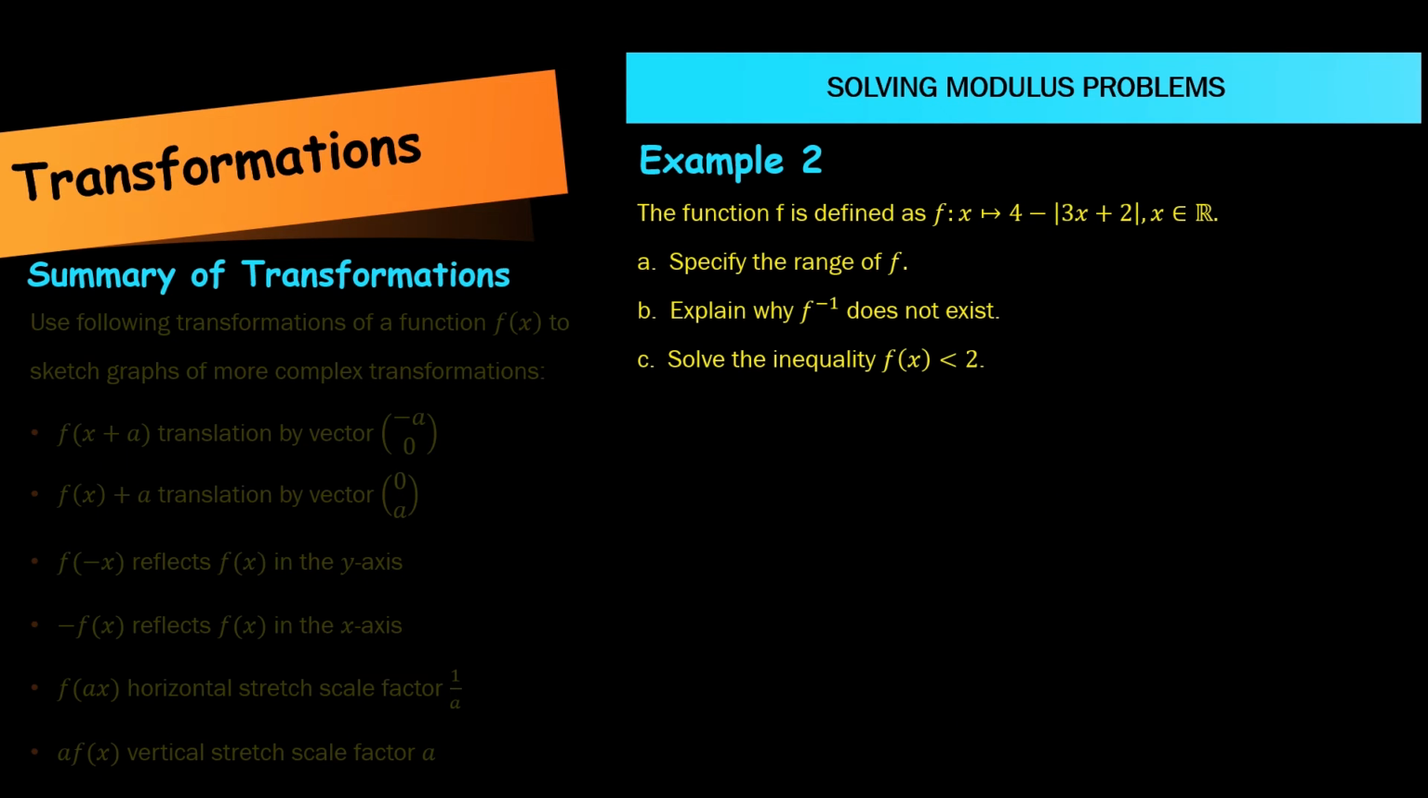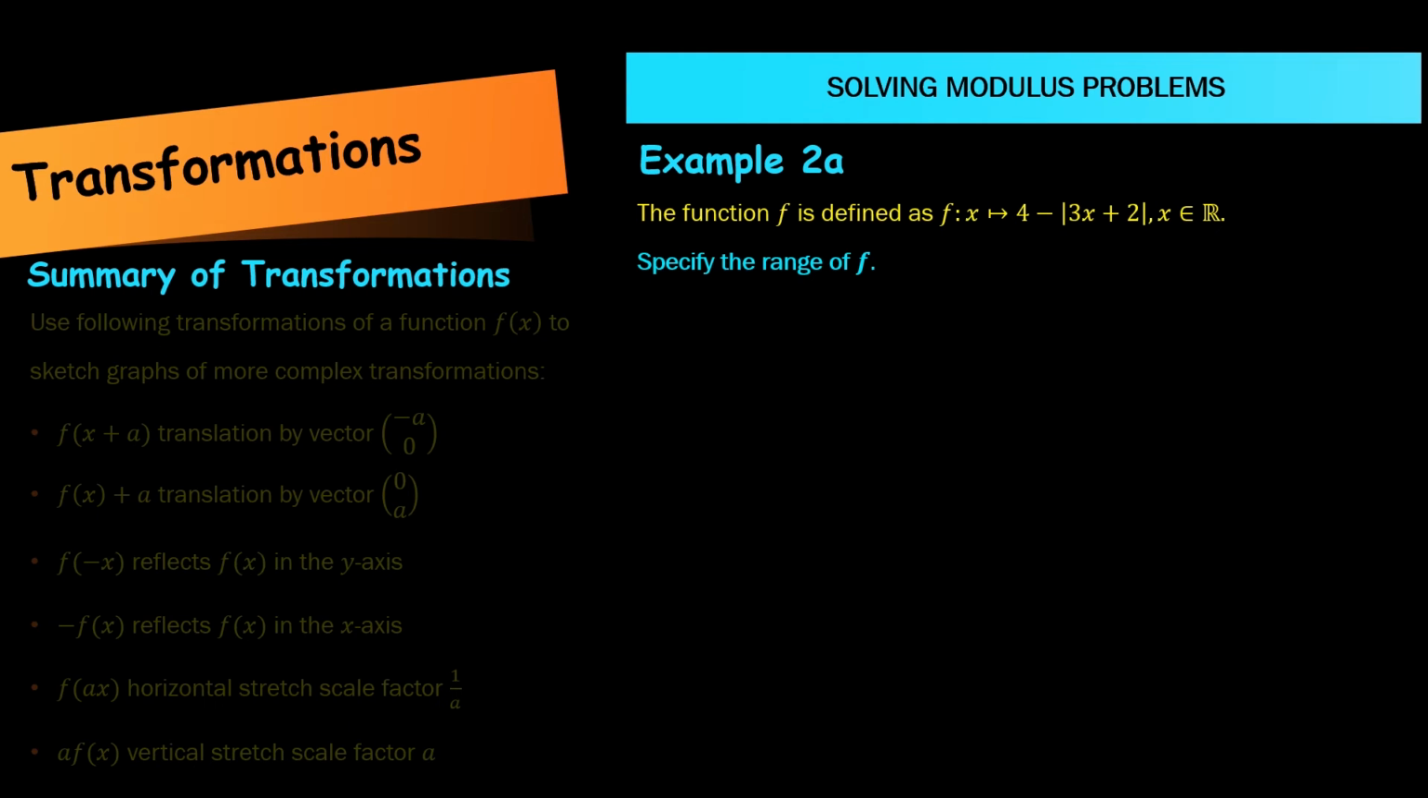And now for another example. Pause the video and have a go. Press play when you're ready to view the solutions. So let's take a look at part A first. The function f is defined as f such that x is mapped to 4 minus mod 3x plus 2 for x in the real numbers. We are required to specify the range of f.